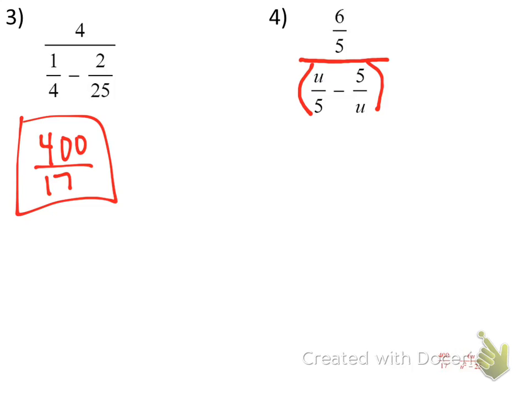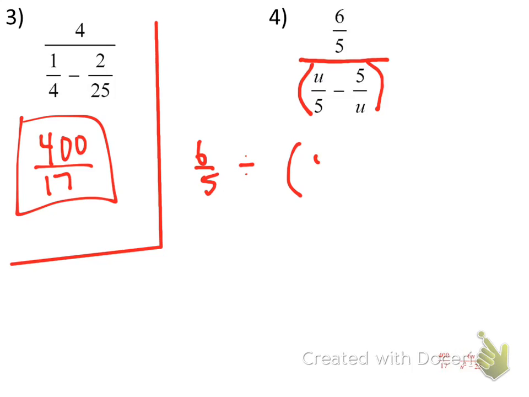So we got 6/5. You start off. Let me just draw a line so I can have a little room to work with. So we got 6/5 divided by the quantity of u fifths minus 5 youths. Get it? 5 youths.